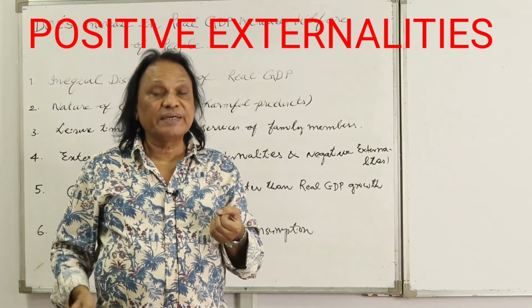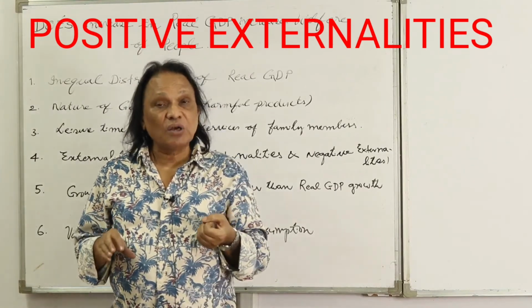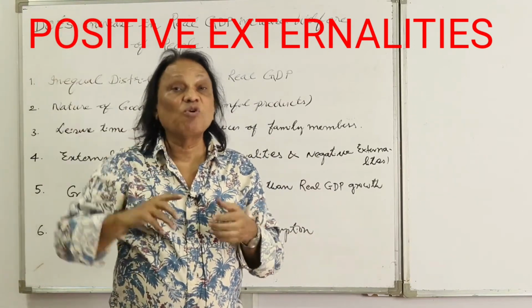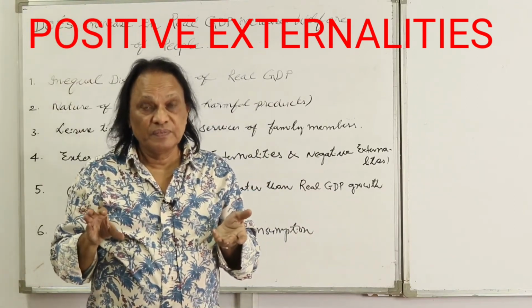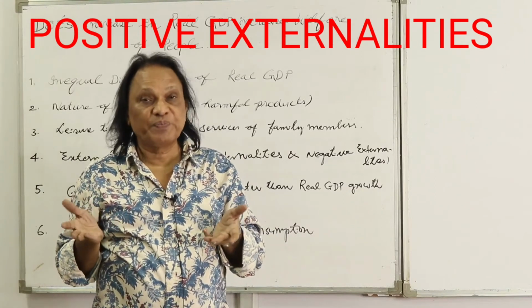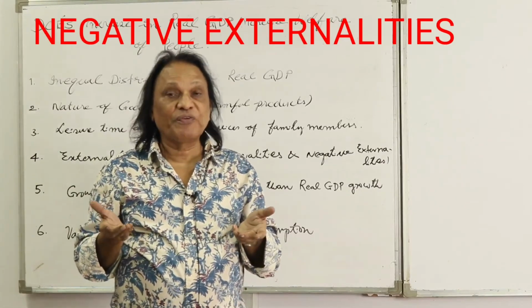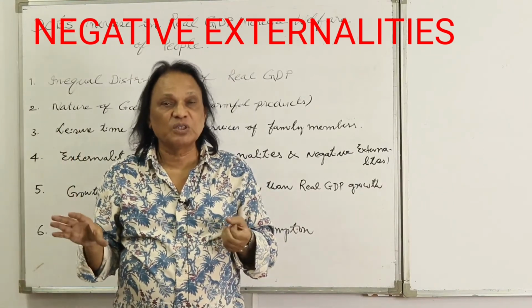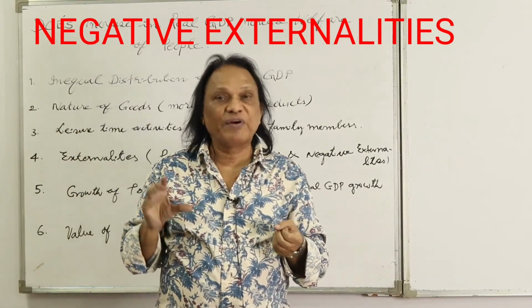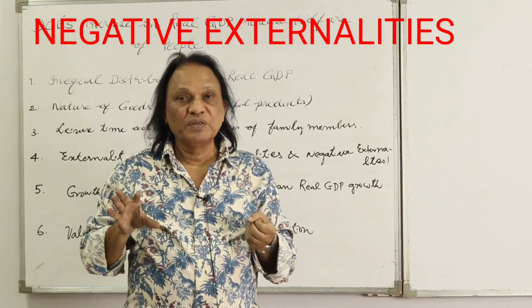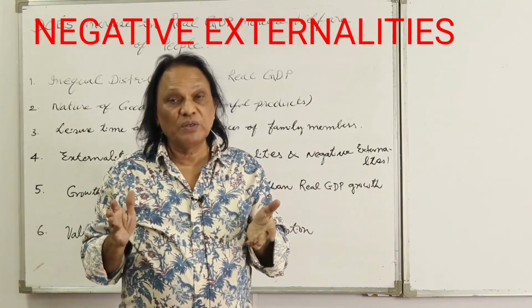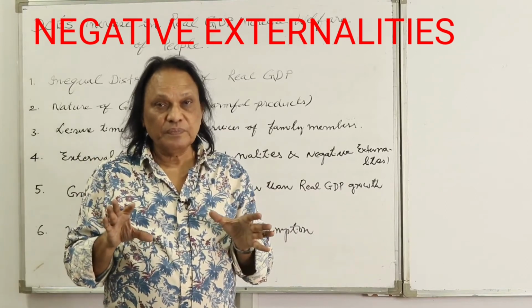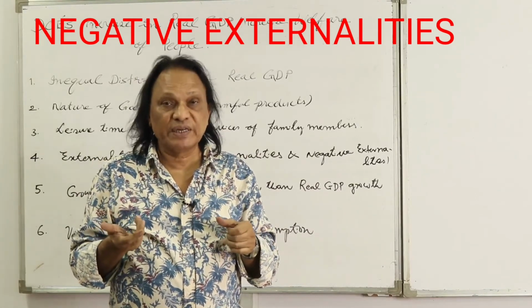What are negative externalities? Negative externalities are air pollution, water pollution, noise pollution, for which no one is penalized. So factories pollute the atmosphere, factories pollute the rivers, factories pollute the oceans. Are we penalizing anyone? No. Cars pollute. So pollution is one negative externality.